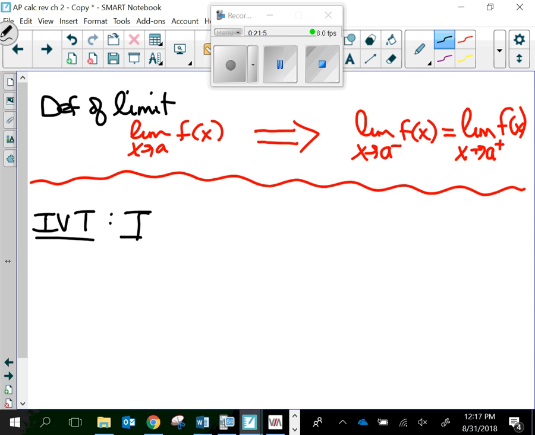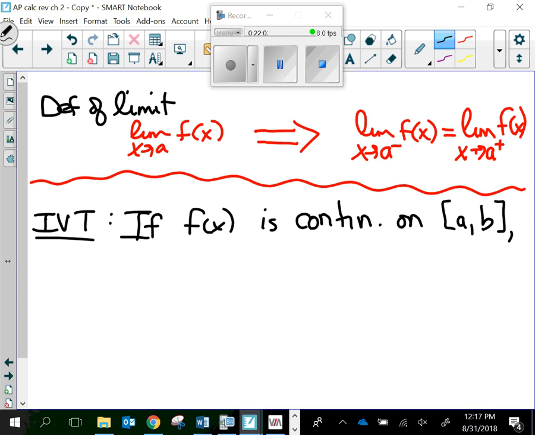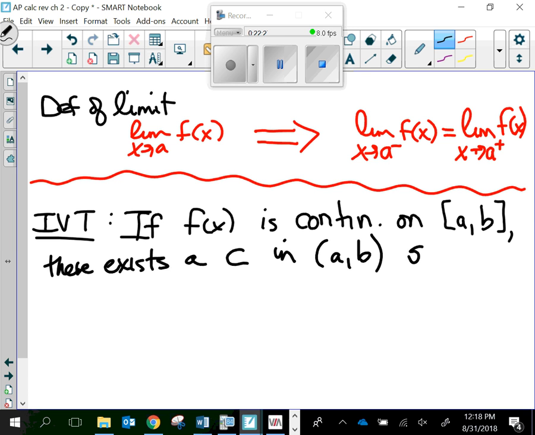I'll start you out. If f of x is continuous on the interval [a, b], what's the rest of it? We're not necessarily always talking about roots. Trying to put it into words. There exists, not just a root, a c in the interval [a, b] such that, there you go.